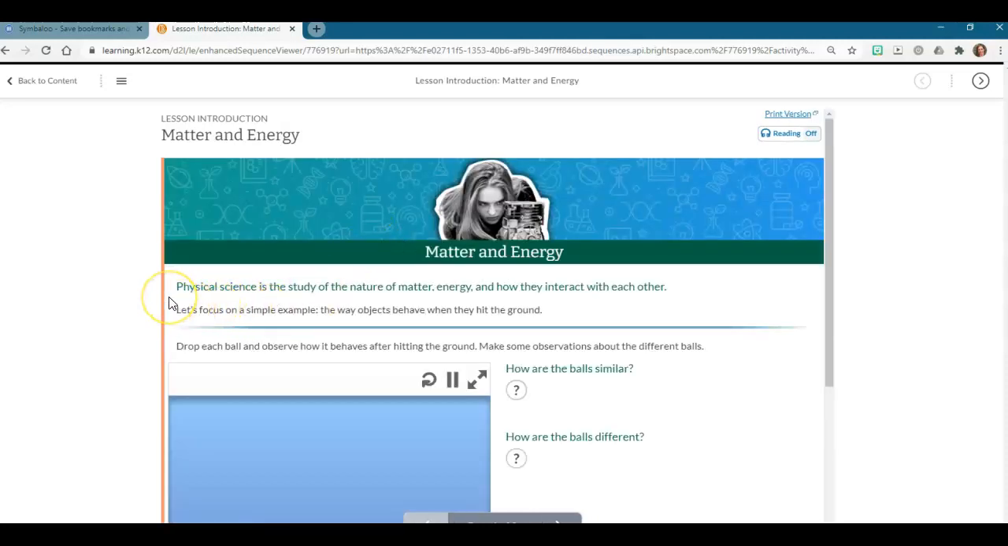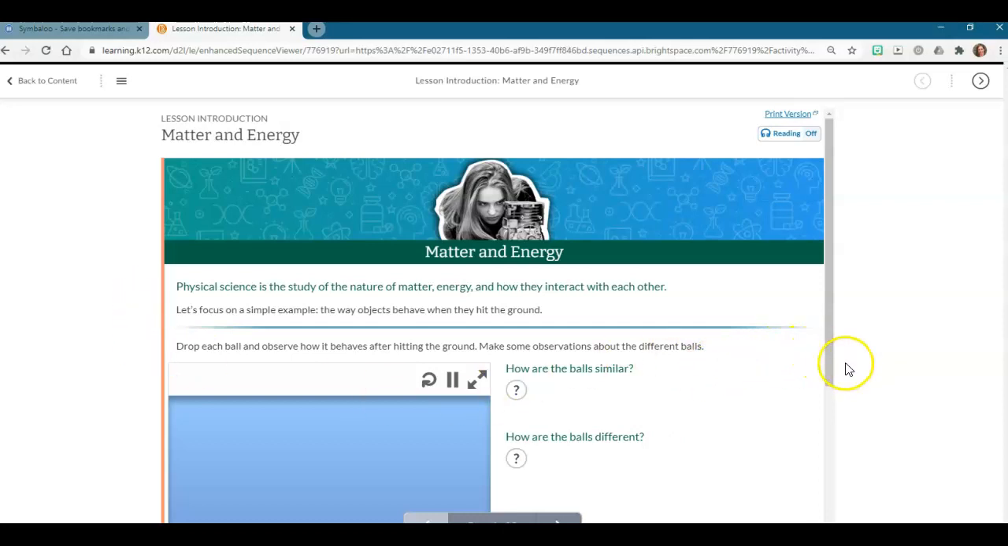we talked about in our last lesson that physical science is a study of nature, of matter, energy, and how they interact with each other. So if you did not get that definition before, you may want to make sure you jot it down now. And so we're going to focus on a few simple examples, the way objects behave when they hit the ground.